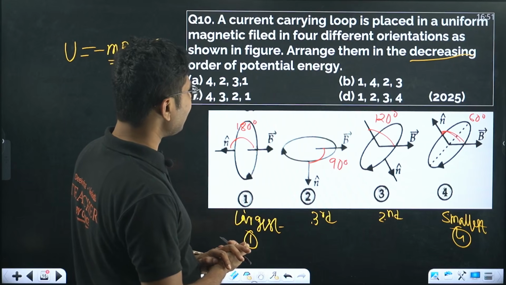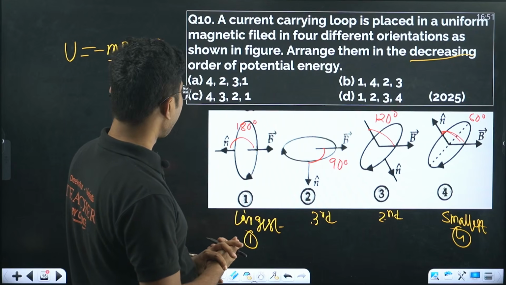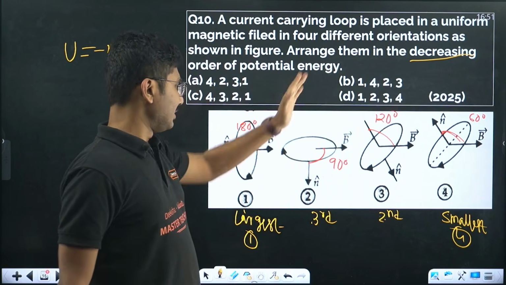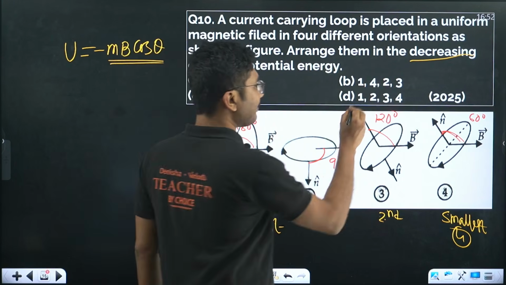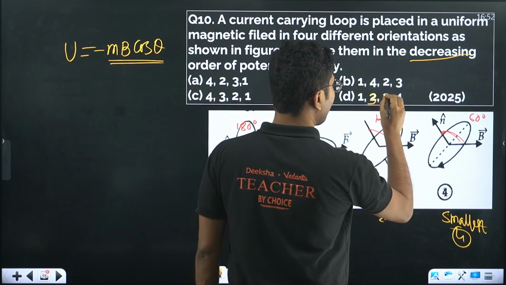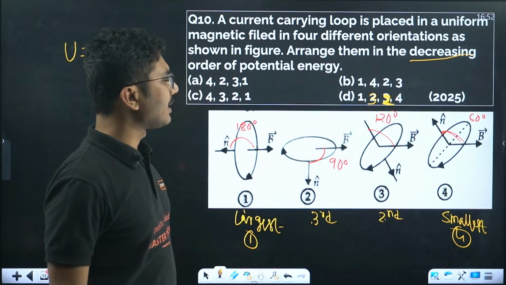I think there is a mistake in the option. Arranging in decreasing order means it should decrease, so there is a printing mistake. I think this will be 1, 3, 2, 4. Okay, it will be 1, 3, 2, 4. So this is the only correct option that is possible.